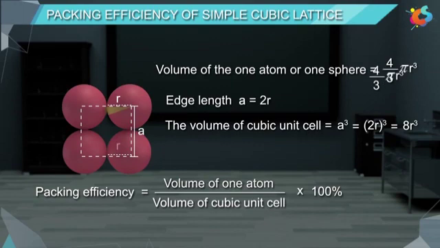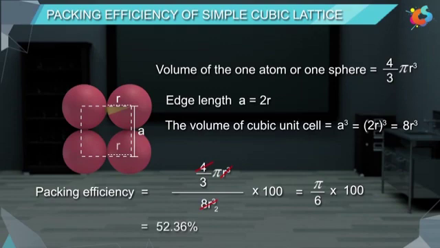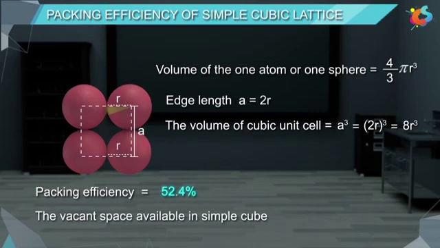Packing efficiency is equal to 4 by 3 pi r cube divided by 8r cube into 100, which is equal to pi by 6 into 100. Packing efficiency is equal to 52.36%, which is approximately 52.4%. The vacant space available in simple cube is equal to 100 minus 52.4%, which is equal to 47.6%.